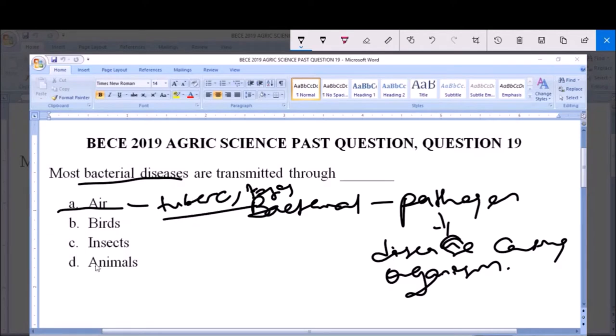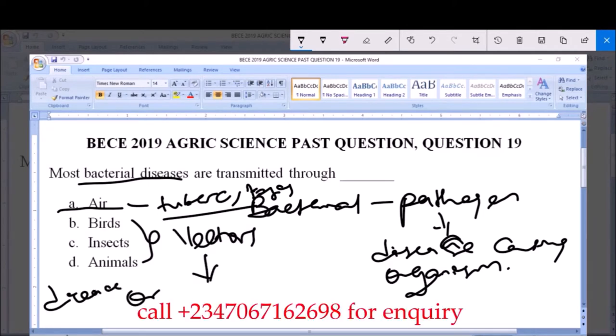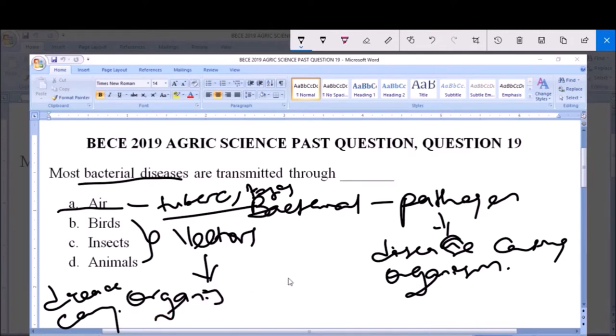Now birds, insects and animals all together are known as vectors of diseases, or disease vectors. Why? Because they are disease carrying organisms. They carry diseases, but they are not the disease causing organisms. Disease causing organisms are the pathogens, while vectors are the disease carrying organisms. Although they transmit diseases, they are not the most common way by which diseases are transmitted.